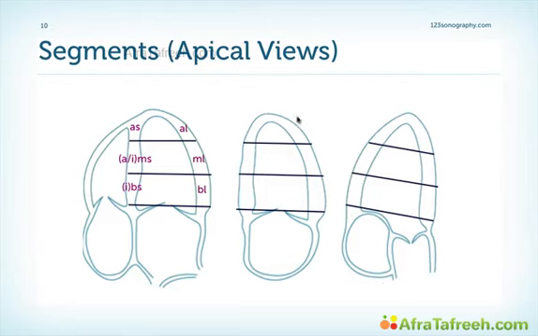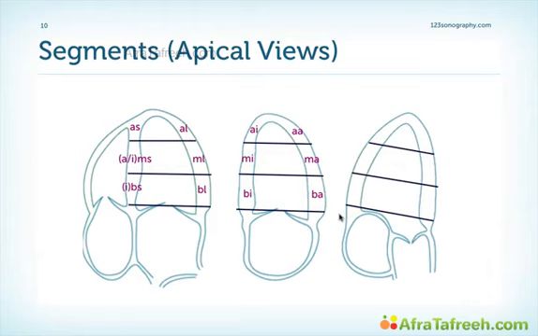Here is the two-chamber view. This is the inferior wall. This is the anterior wall. Therefore, this is basal inferior, mid-inferior, and apical inferior. Apical anterior or distal anterior, mid-anterior, and basal anterior.